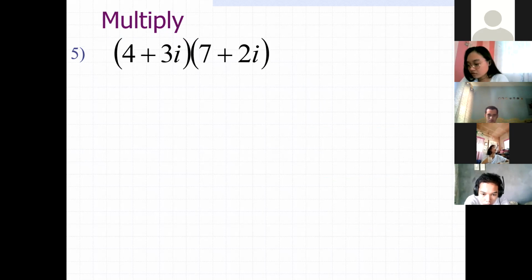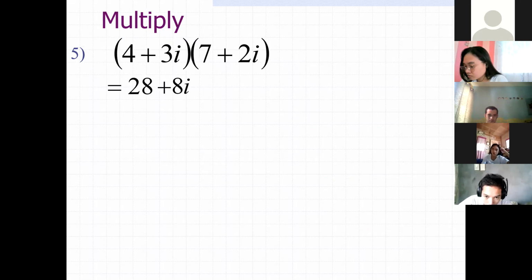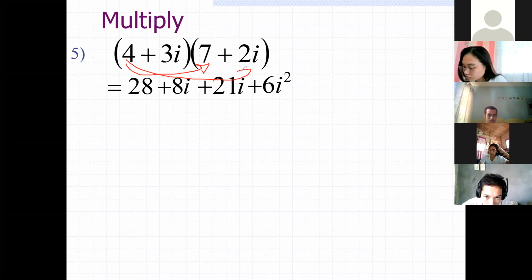What about multiplication of a binomial by a binomial? This time we'll follow the FOIL method. So we have here 7 times 4 is 28. 4 times 2i is 8i. This is the FOIL method: first terms, outer terms, then inner terms this time. 3i times 7 is 21i. And 3i times 2i is 6i squared. This is the FOIL method again. I hope that you remember the FOIL method.